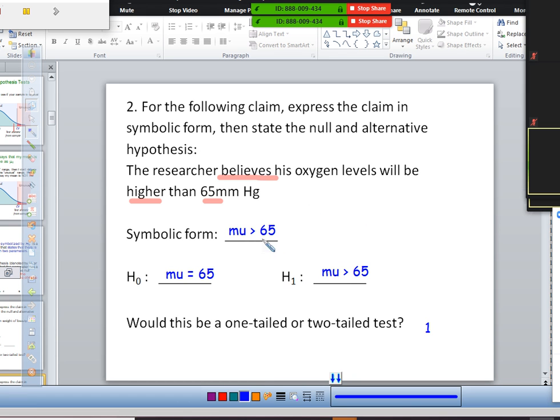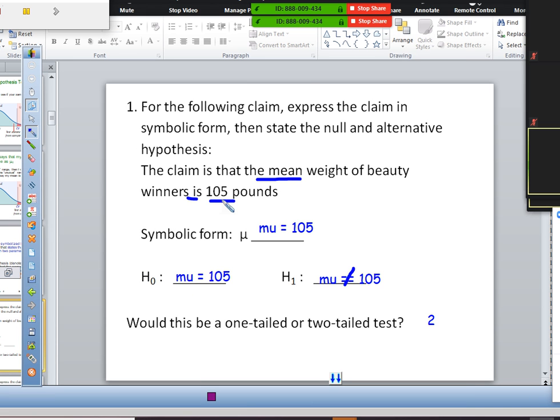The only time that our claim is H0 is when our claim is that mu is equal to 105. We put mu equals as our claim, and that's when H0 is our claim. And then H1 becomes not equal to. Otherwise, H1 will always be whatever our claim is. Whenever our claim is something other than equals, H1 is always going to be our claim.